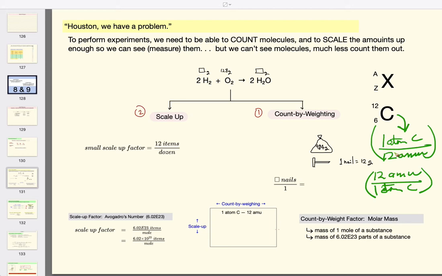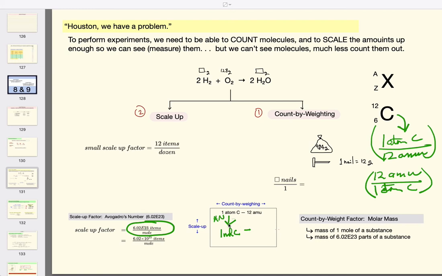Now, the second issue that we have is that of scaling up. How are we going to scale up from atoms? Well, we're going to scale up, as I said, to large lots. And the lot that we're going to scale up is, we're going to scale everything up, all of our weights, by a factor of 6.02 times 10 to the 23rd, better known as Avogadro's number. And I'll show you why we're going to use that particular scale. Because if we scale one atom up by Avogadro's number, we get what's called 1 mole of carbon.